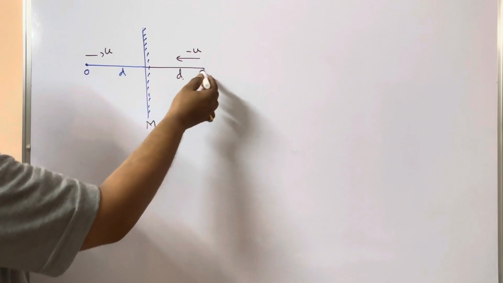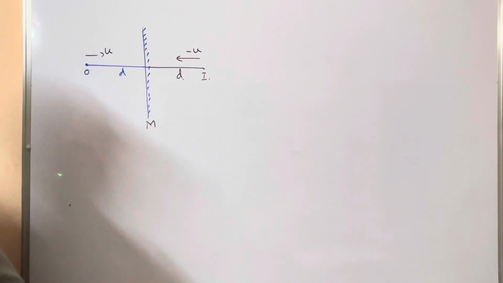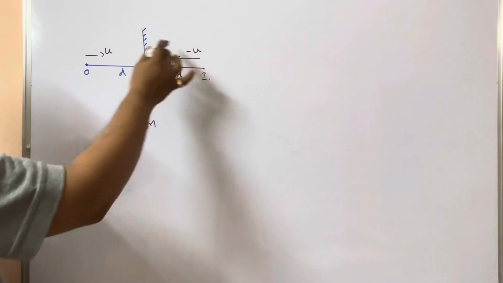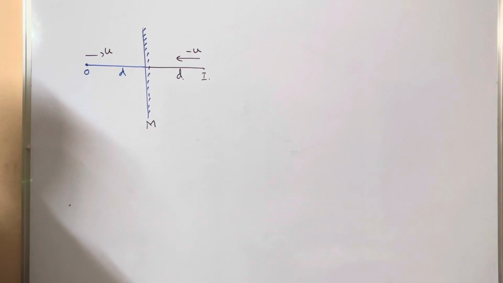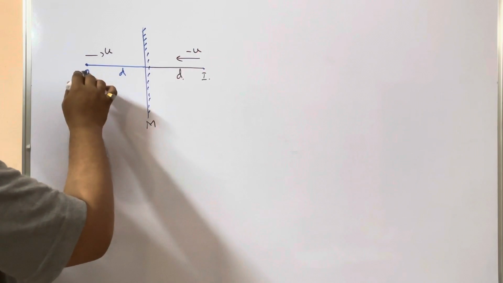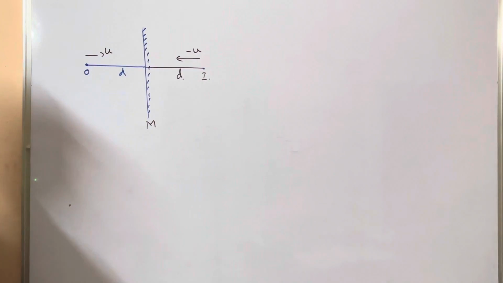So what is the velocity of the image with respect to the mirror? It is the same. If it is 30 meter per second, this is also 30 meter per second, but it is coming from the left side. And what is the image velocity with respect to the object? We said 2u, isn't it?